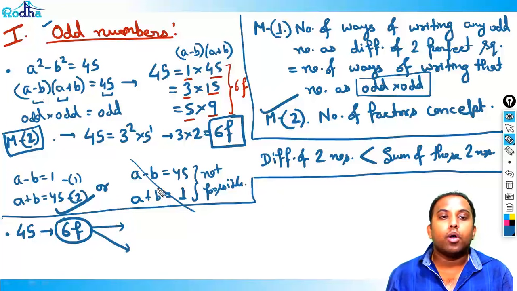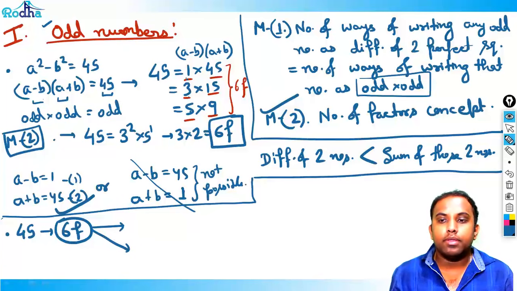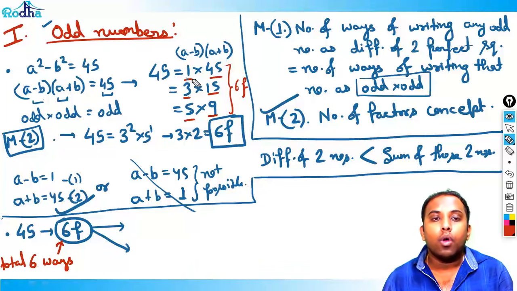Okay, so now if you count, 6 factors basically means that there will be a total of 6 ways. What are those 6 ways? 1 into 45, 45 into 1, 3 into 15, 15 into 3, 5 into 9, 9 into 5.